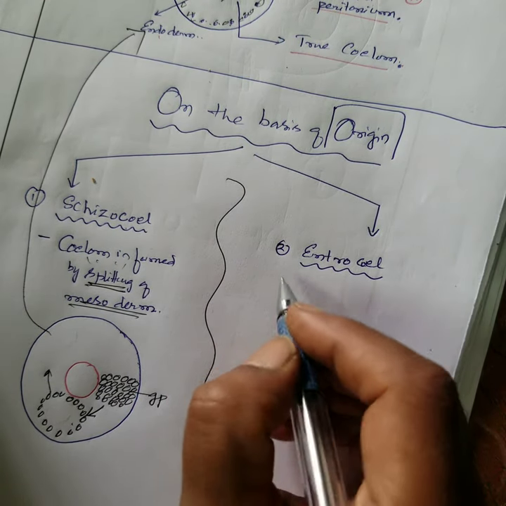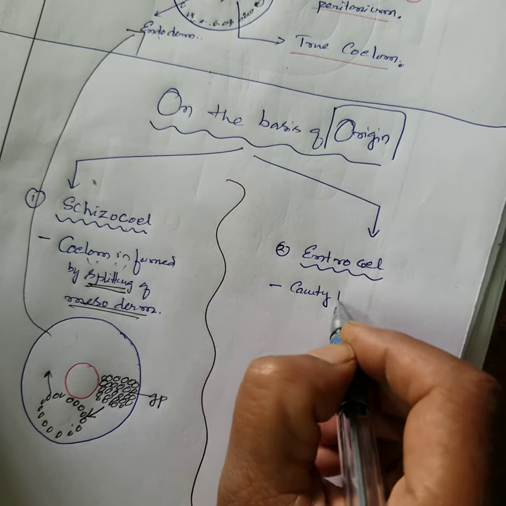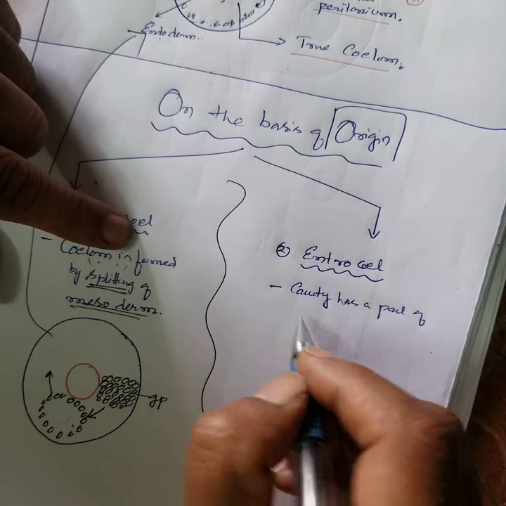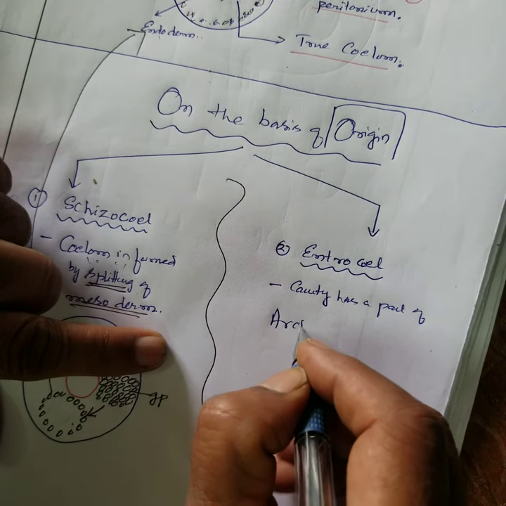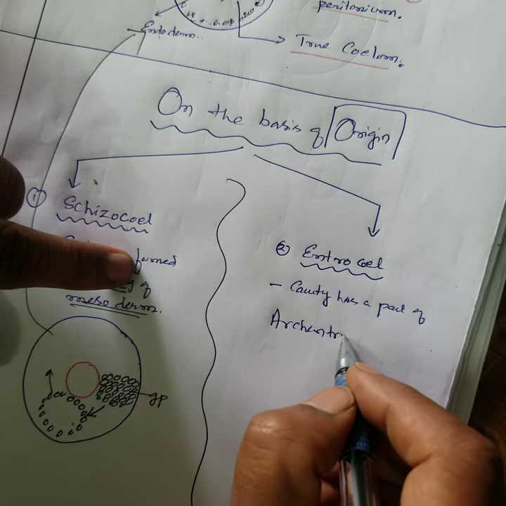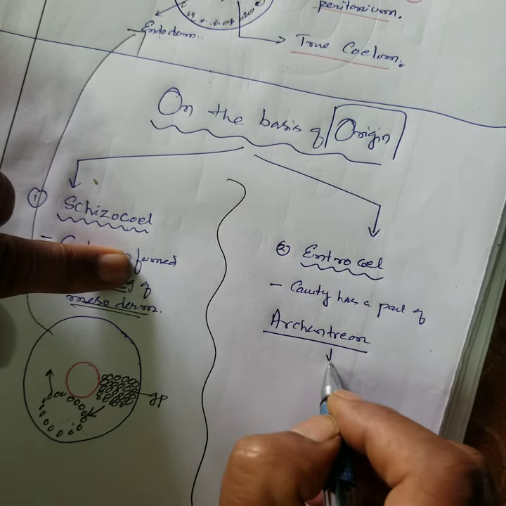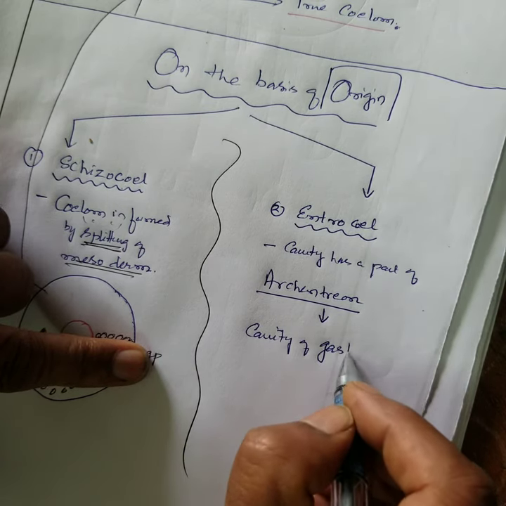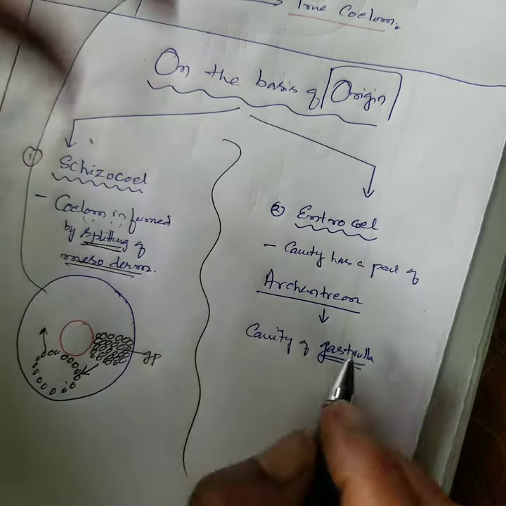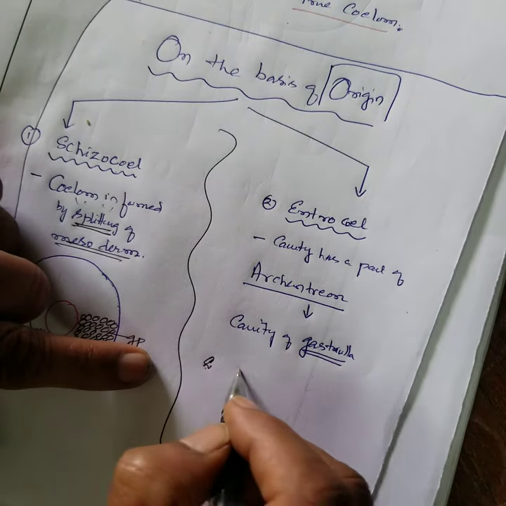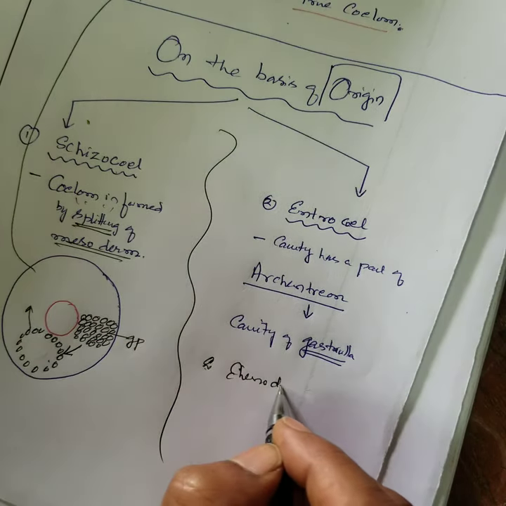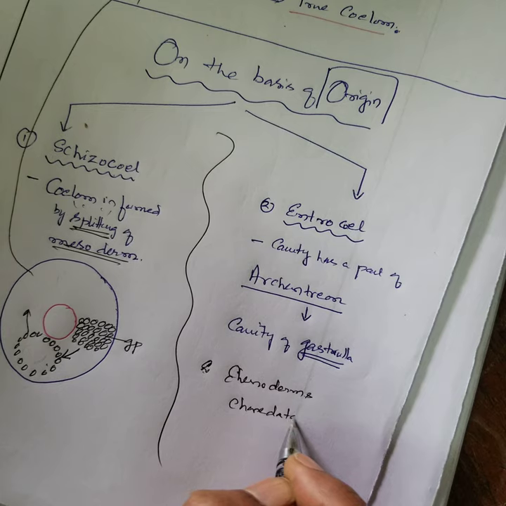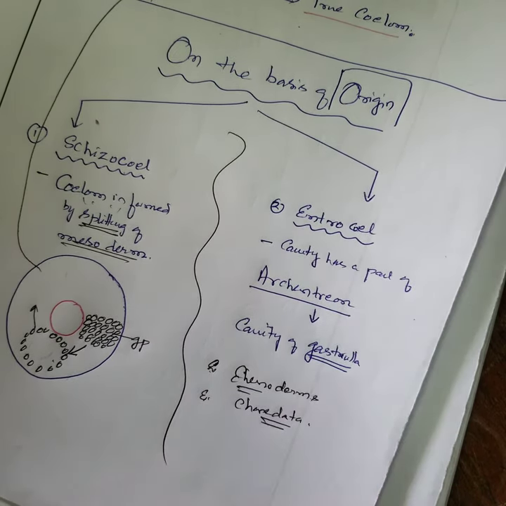Here, enterocoel is the cavity, part of archenteron. Right? This is also called cavity of gastrula. Cavity of gastrula. Example, echinoderms, even in chordata. Also here, yeah, this is an example. There you will observe all this.